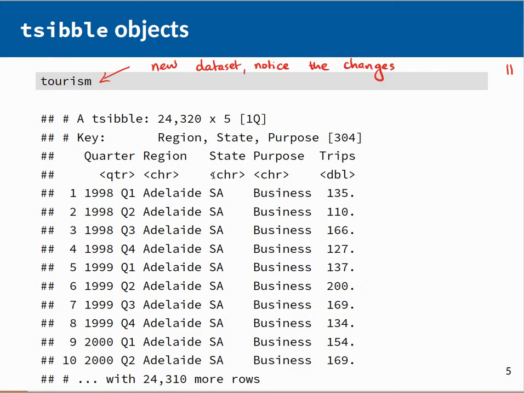These are all for Australia. So the region, these are cities, Adelaide, and then this is talking about the state, which is South Australia. And then this is saying, well, for the tourism, what was the purpose? Was it business? Was it personal? And things like that. So purpose is another key. And then you have number of trips, for that year, in that quarter, for Adelaide, in South Australia, the number of business trips were 135. So this is the way to read it.